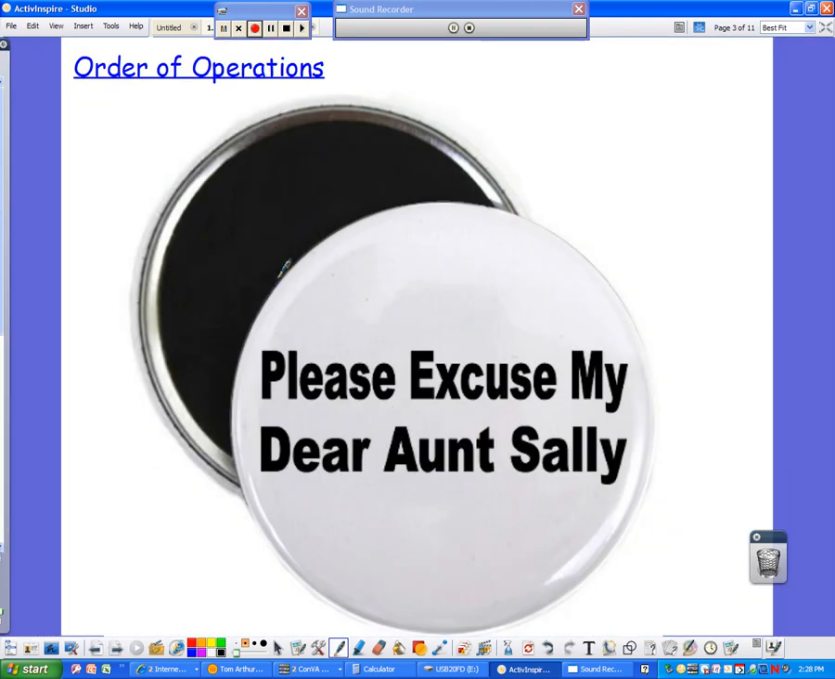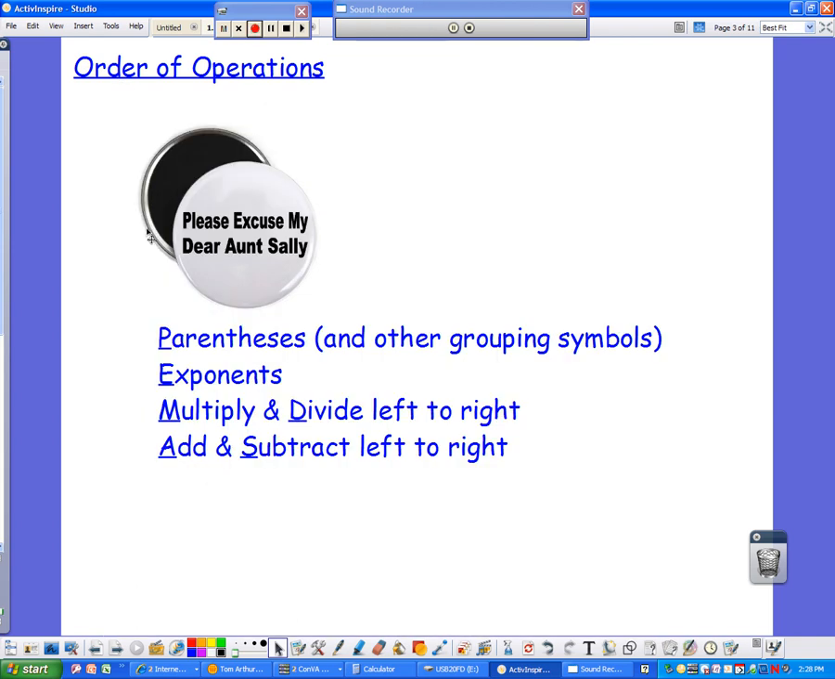Okay, order of operations. Remember the old saying, please excuse my dear Aunt Sally. The P stands for parentheses and all the other grouping symbols, which could include brackets, fraction bars, those things. E stands for exponents. M and D go together, standing for multiply and divide, and make sure that you do those left to right. Then A and S stand for add or subtract from left to right.